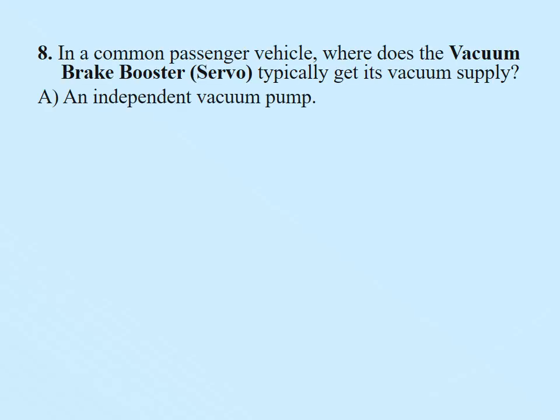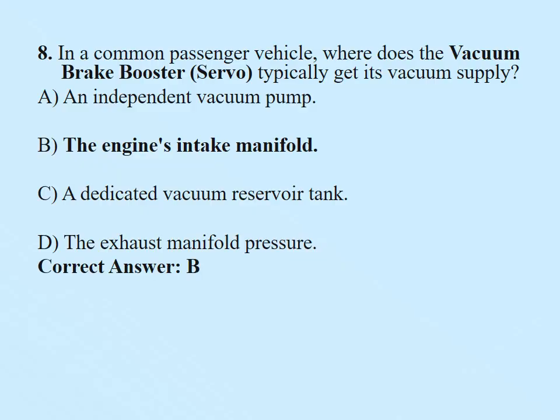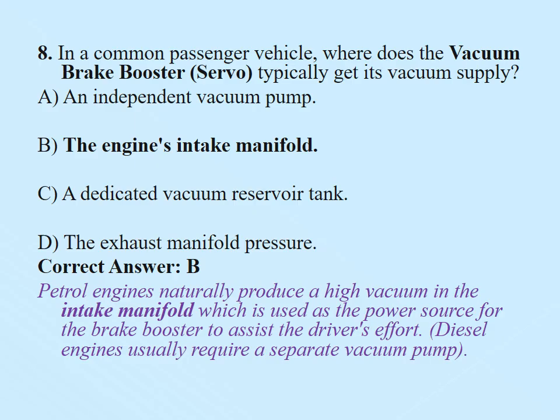Question number 8. In a common passenger vehicle, where does the vacuum brake booster servo typically get its vacuum supply? A. An independent vacuum pump, B. the engine's intake manifold, C. a dedicated vacuum reservoir tank, D. the exhaust manifold pressure. Correct answer B. The engine's intake manifold. A petrol engine naturally produces a high vacuum in the intake manifold, which is used as the power source for the brake booster to assist the driver's effort. Diesel engines usually require a separate vacuum pump.